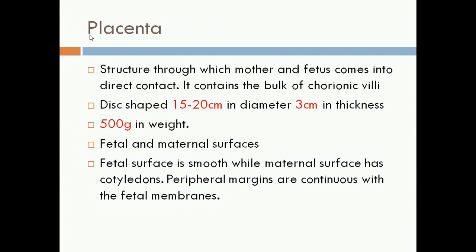So, what is the placenta? The structure through which mother and fetus come into direct contact is called the placenta. It contains the bulk of the chorionic villi.